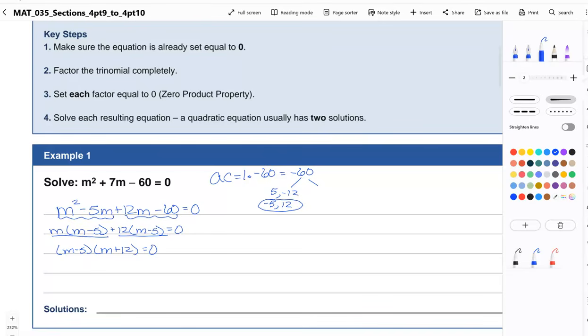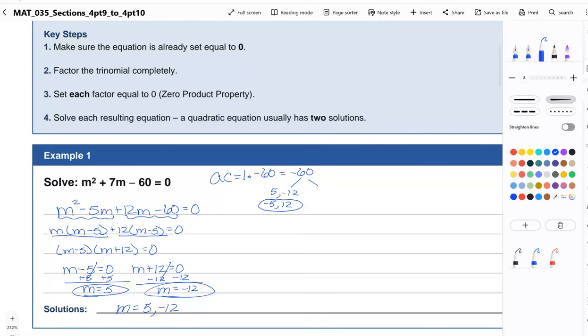So the zero product property says that the only way this is going to be 0 is if the first factor is equal to 0 or the second one's equal to 0. So we're going to set each factor equal to 0, and then we're going to solve those little equations. So in that first one, I'm going to solve it by adding 5 to both sides. So I'm going to get m is equal to 5. And then if I subtract 12 for the second one, I'm going to get m is equal to negative 12. So we're going to get two answers here. M is equal to 5 or negative 12.